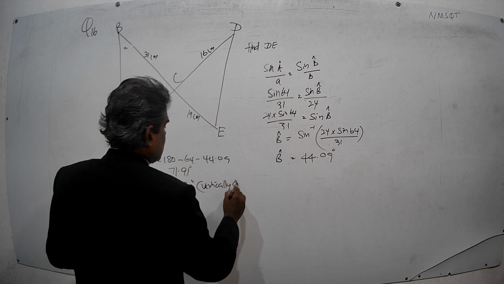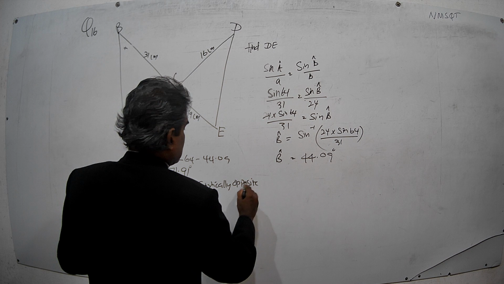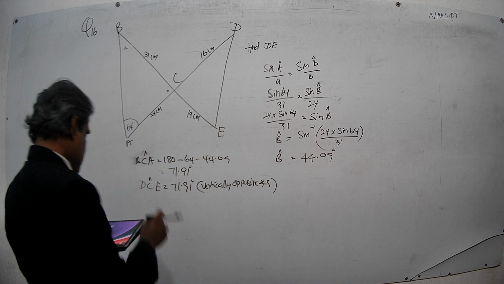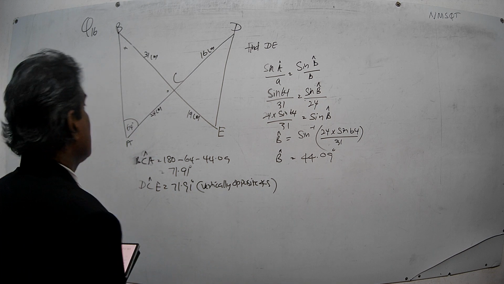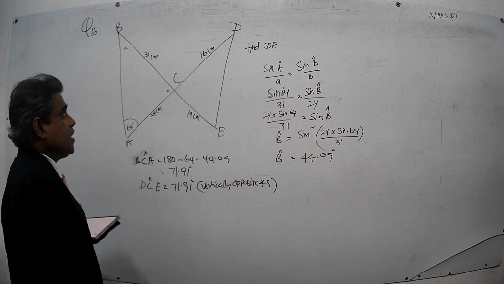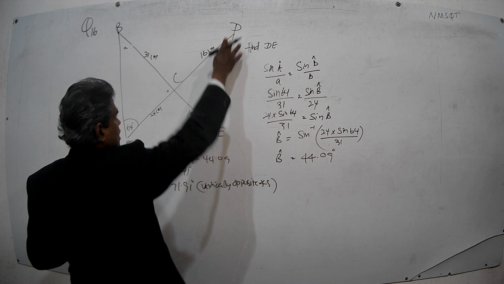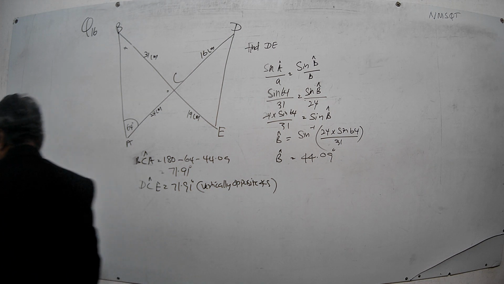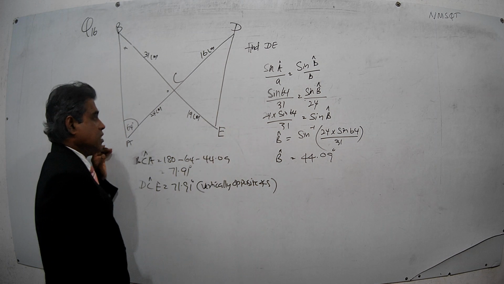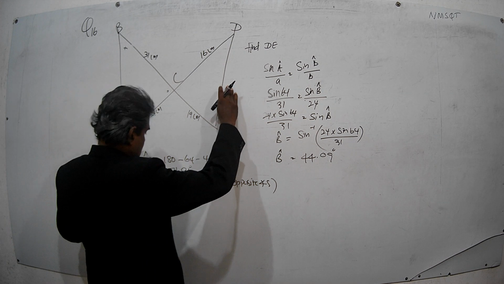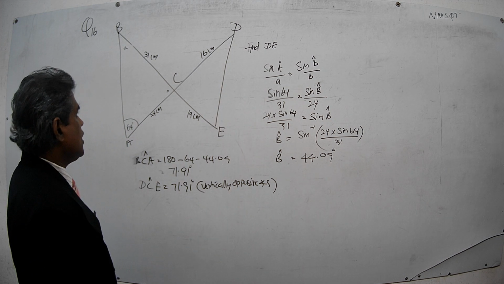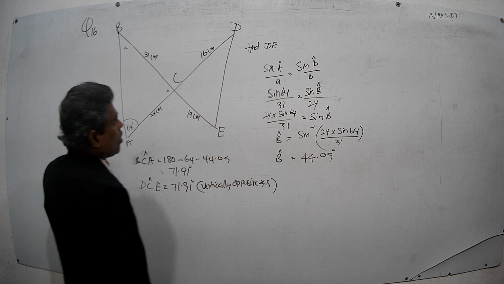Then you write vertically opposite angles. Right, okay. Now we know this angle, that is 71.91 degrees, angle DCE. Then we can apply the cos rule to find this side, DE. We take this side to be the value to be found, DE.